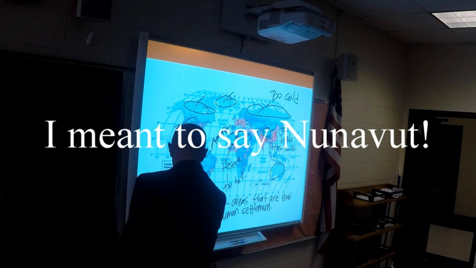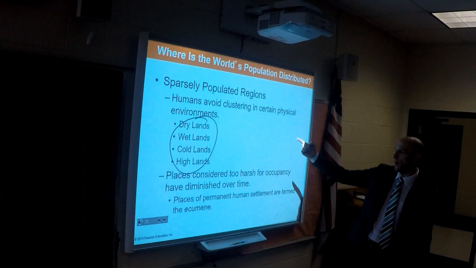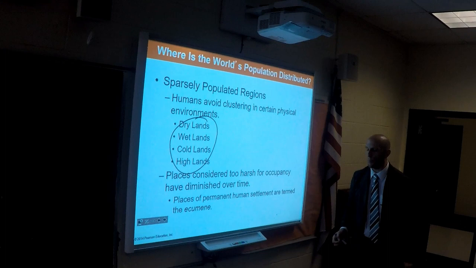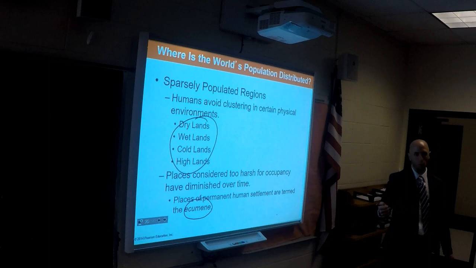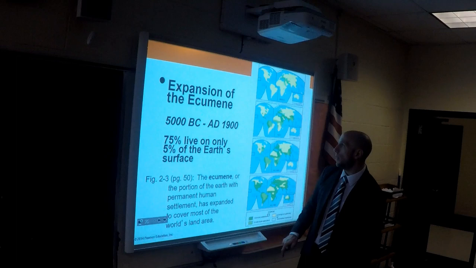Here's a little bit more information. This right here is what I was just now talking about that I highlighted on the previous slide. Areas that are too dry, too wet, too cold, too high are generally going to be places that are not part of this ecumen. In other words, places where people are not going to want to stay. So people like to follow the path of least resistance.